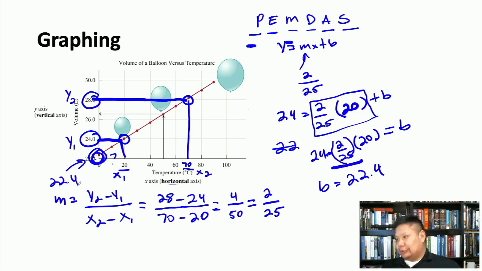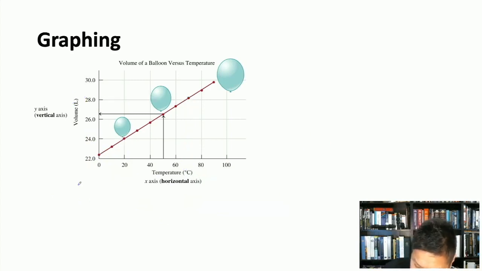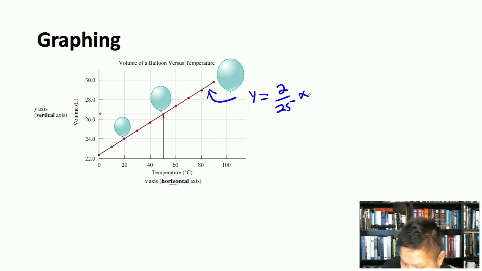Well, that's really cool. That makes it very, very helpful for a lot of things, especially when you have a graph. Let me show you why. So let me clear this off. All right. If you recall now, the equation of this line is y equals the slope, which is 2/25, x plus the y-intercept, which is 22.4. But you're asking yourself, how is that helpful?